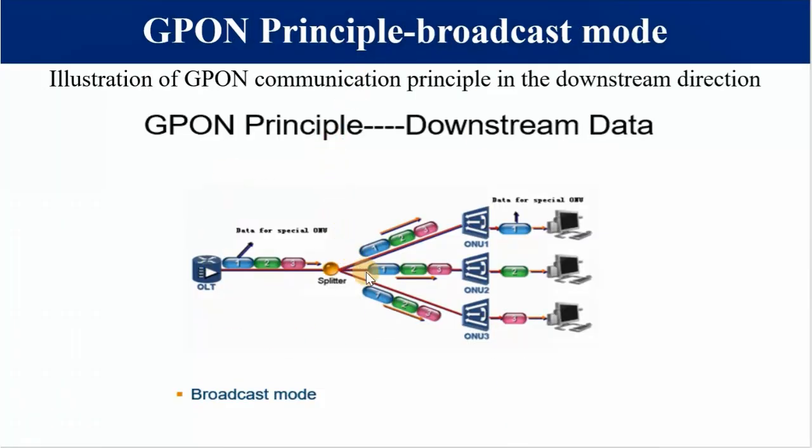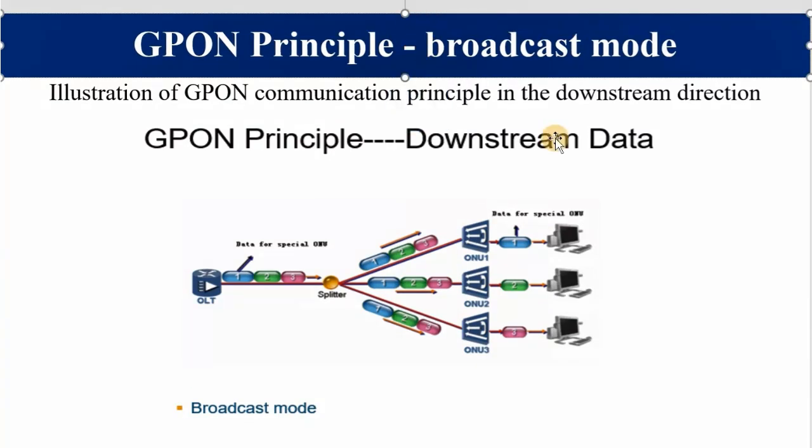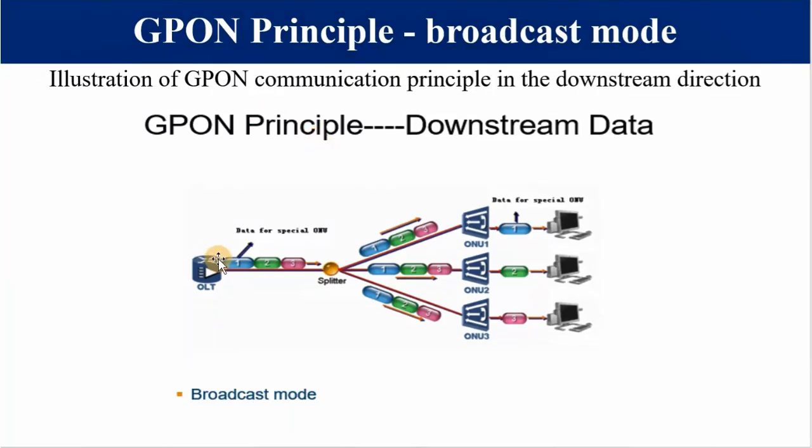GPON operation in the downstream direction. The mode is called broadcast. And broadcast simply means from one to all, not too many, but from one to all. And what are we saying? We are saying this is our OLT, and 1, 2, 3 represent these ONUs. So this is for ONU1, ONU2, ONU3 multiplexing. We are saying this is received by each ONT or ONU. Hence we are saying this mode of operation is called broadcast mode.